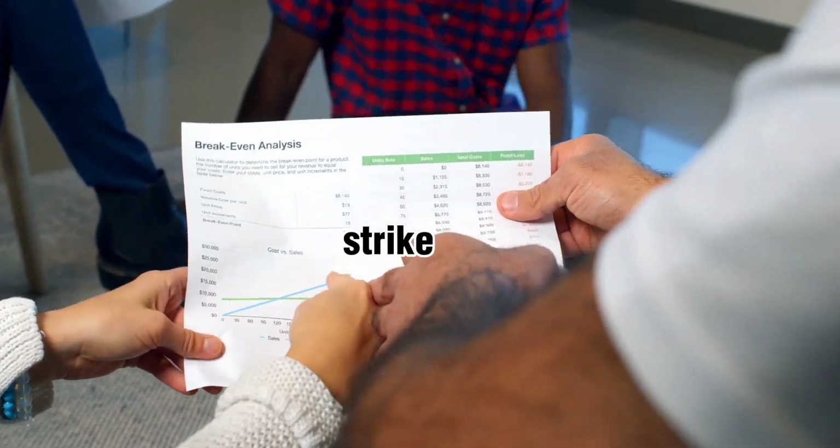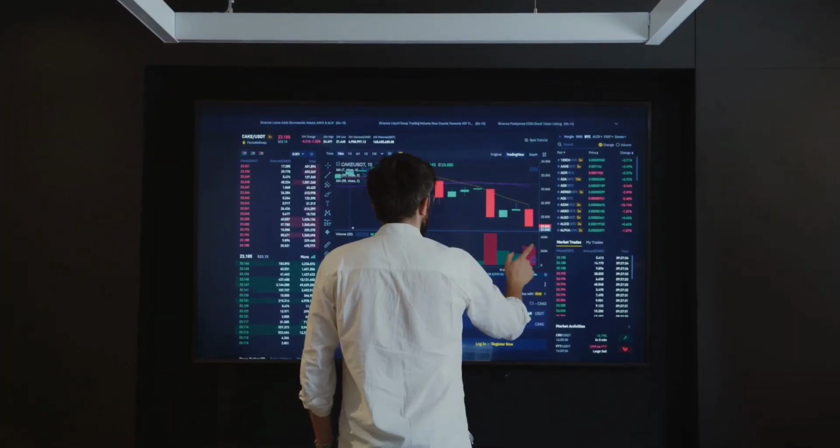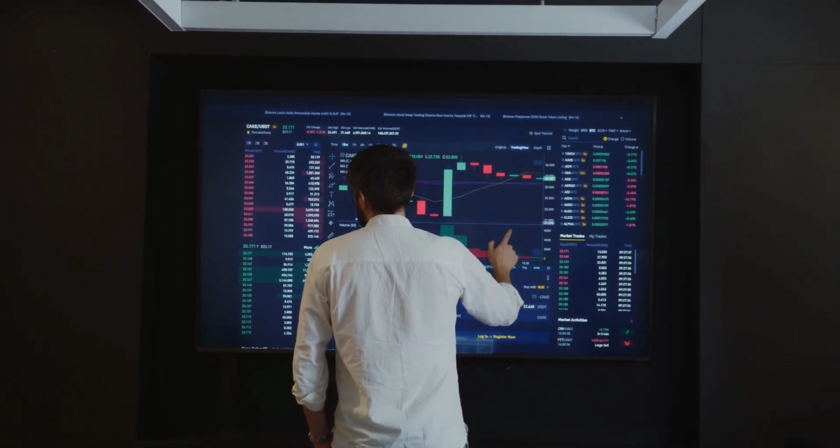The stock price, strike price, and expiration date can all factor into options pricing. The stock price and strike price affect intrinsic value, while the expiration date can affect time value.